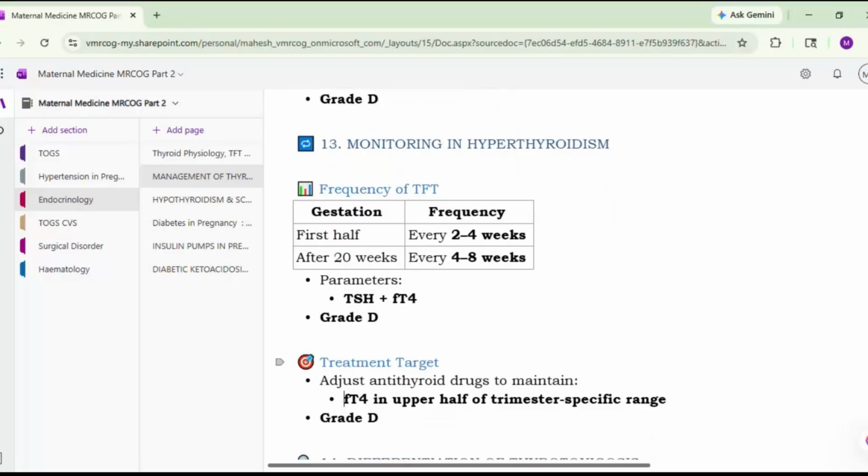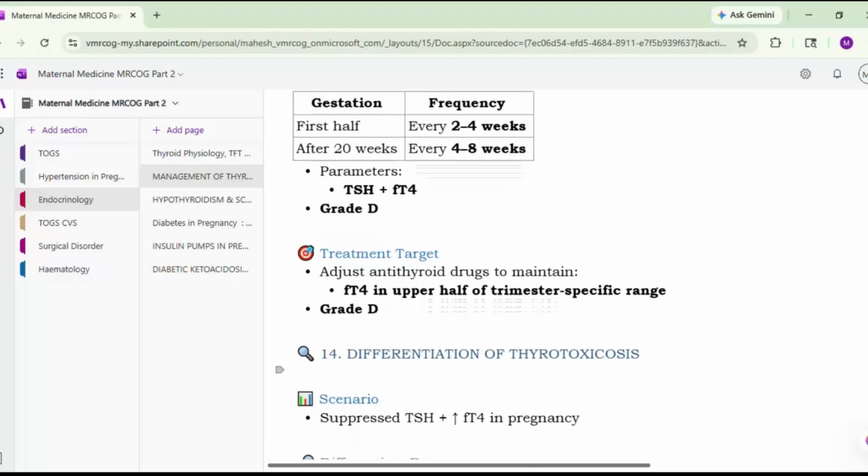Okay, then how frequently we should monitor these patients? If she has hyperthyroidism, in the first half, every 2 to 4 weeks, and after 20 weeks, 4 to 8 weeks. Because in the first half, lots of changes are happening with the thyroid gland function. So we should monitor these patients more frequently, that is 2 to 4 weekly, and after 20 weeks, monitor 4 to 8 weeks. Okay, and which test are you going to monitor? TSH and FT4. Okay, so treatment target will be to adjust antithyroid drugs to maintain FT4 in the upper half of the normal trimester specific range.